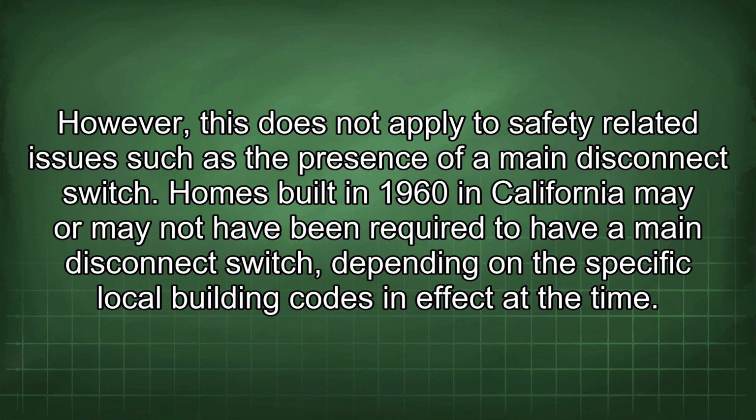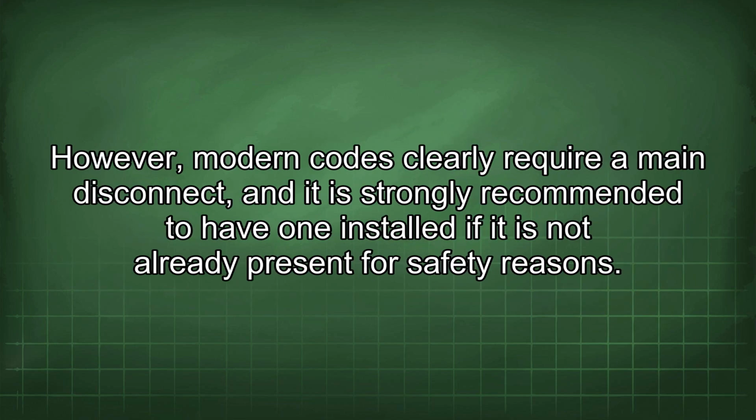Homes built in 1960 in California may or may not have been required to have a main disconnect switch, depending on the specific local building codes in effect at the time. However, modern codes clearly require a main disconnect, and it is strongly recommended to have one installed if it is not already present for safety reasons.